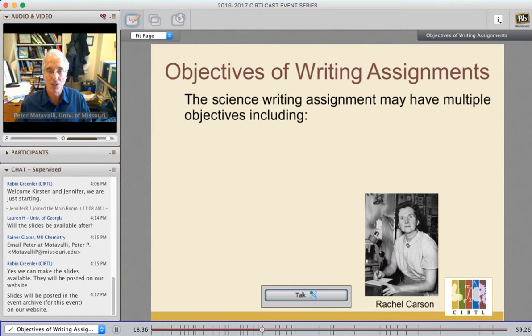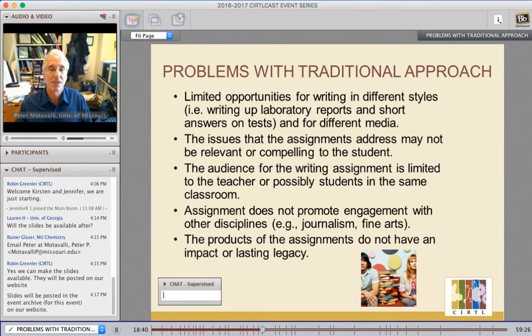I'm just going to go back to that, because I want to get your comments about other problems that you might see with this traditional approach. Most of you are at different institutions and you've observed the writing assignments that are in STEM fields. What are some of the issues that you see with some of those assignments? Please go ahead and put your comments in the chat window.